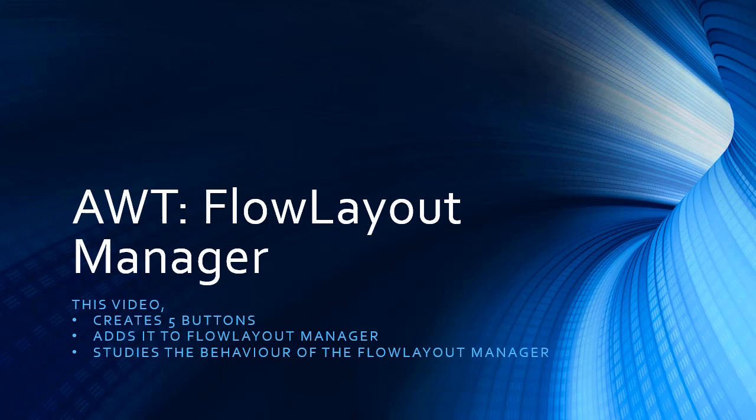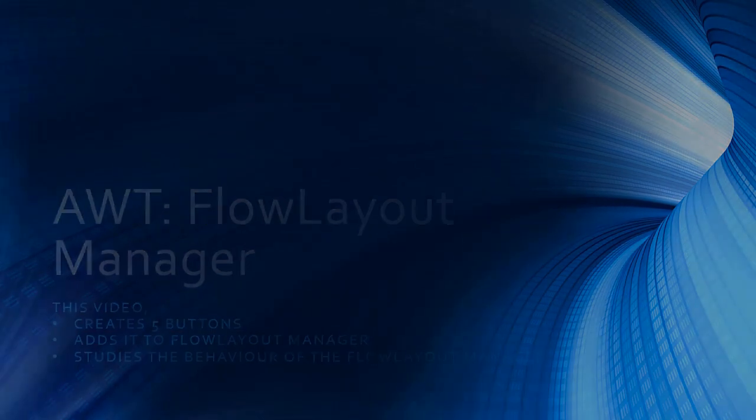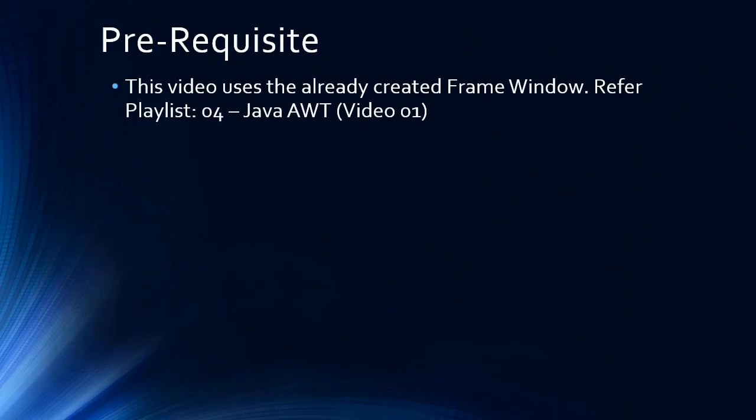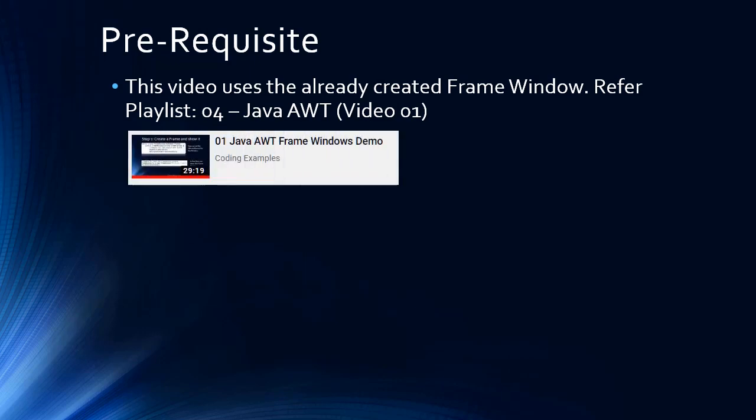In this video we will create 5 buttons. Then we will add them to the frame window, and the FlowLayout Manager manages the controls inside this frame window. Then we will study the behavior of the FlowLayout Manager. This video also uses the frame window which was created in the very first video in this playlist. You can refer to that video, then you can come back here.